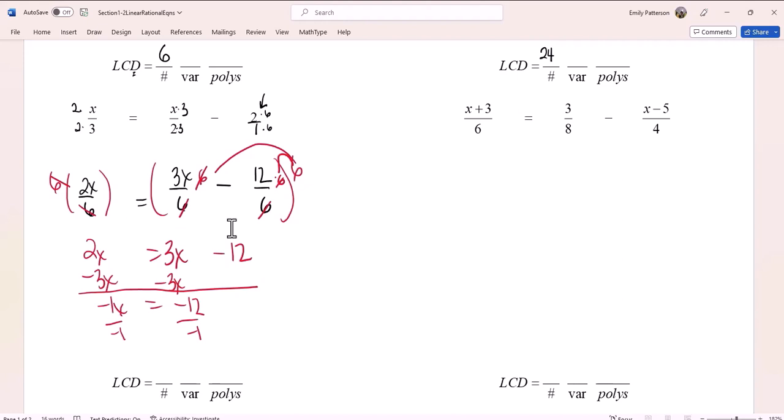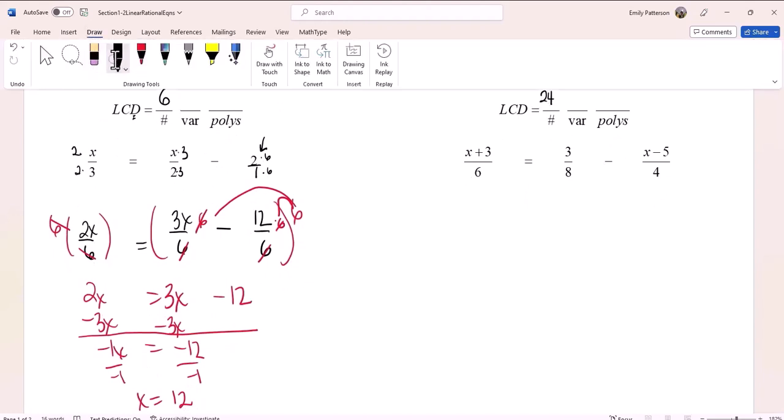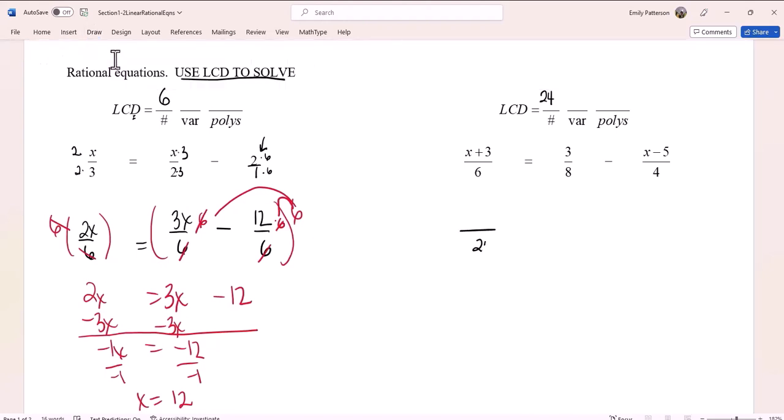So this is why we multiply both sides by the LCD. It works, but I'm going to show you an even nicer shortcut. So let's do this again. Let's do the same idea with the fact that 24 is the LCD. So we're going to do this whole thing again. I want this to be over 24, I want this new one to be over 24, and I want this to be over 24.